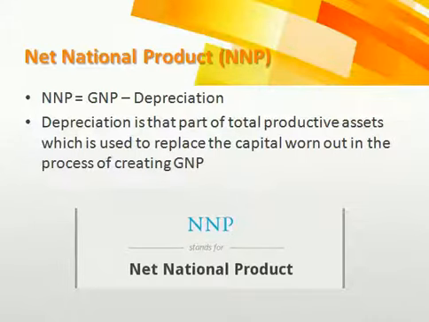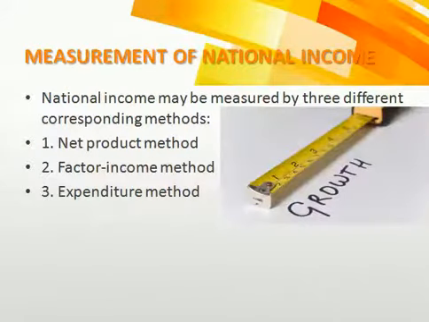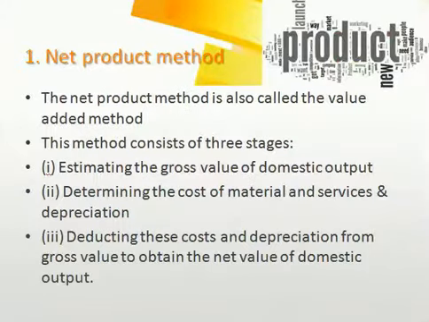there is in-depth analysis of how to calculate this national income. We are going to see this. Measurement of national income. National income may be measured in three different corresponding methods: net product method, factor income method, and expenditure method. In these three methods, all the above three components are included somehow. Okay, so I'll begin with the first one, net product method.